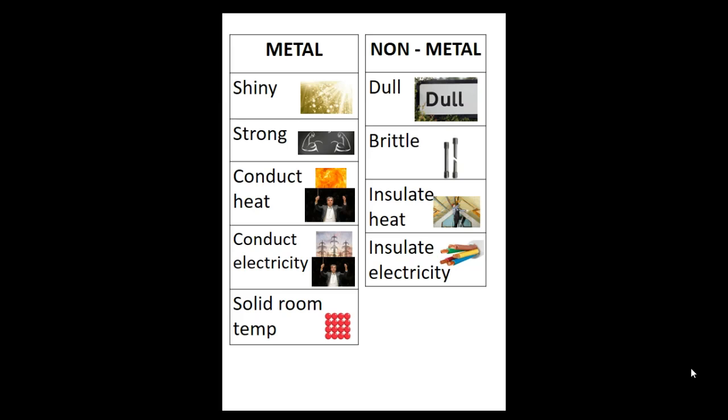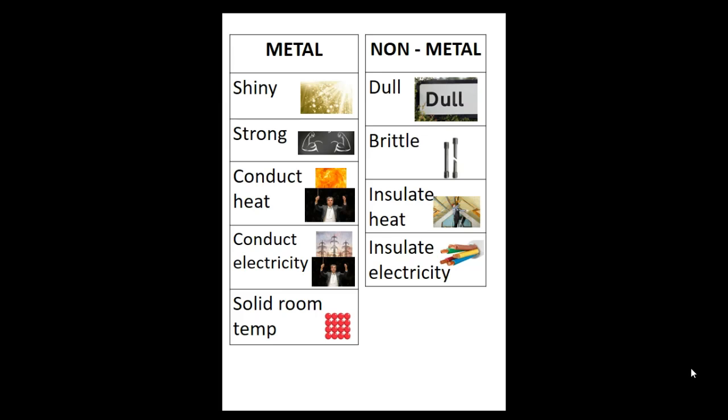Whereas non-metals are dull, meaning that they don't have a shine. If light shines on them, they don't have a glow to them. They are dull, meaning just that they don't shine. Brittle means that non-metals can break quite easily.